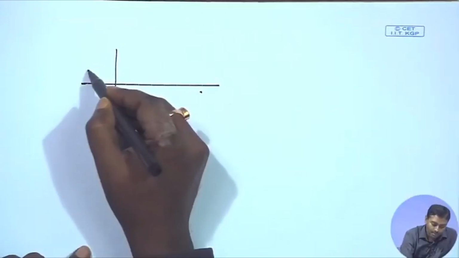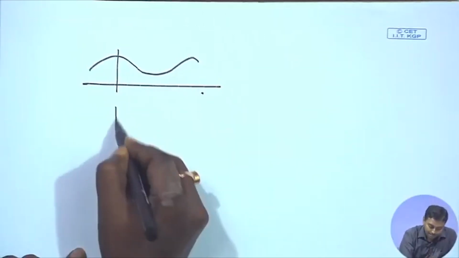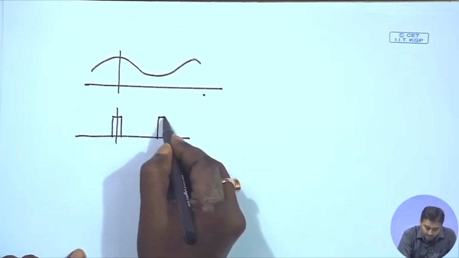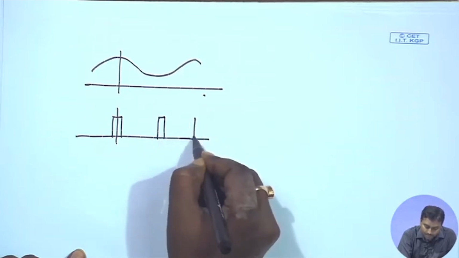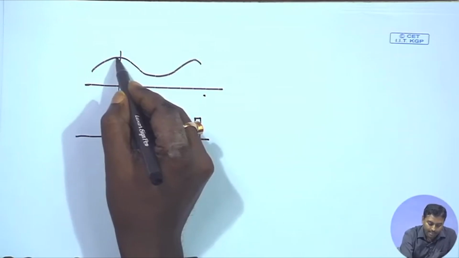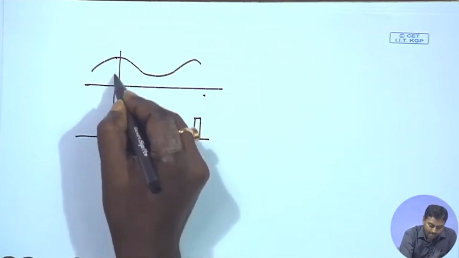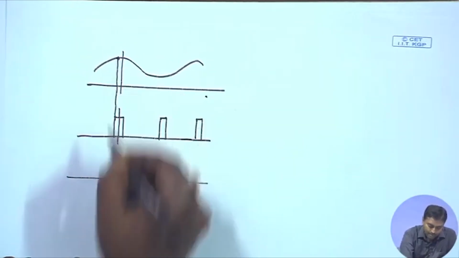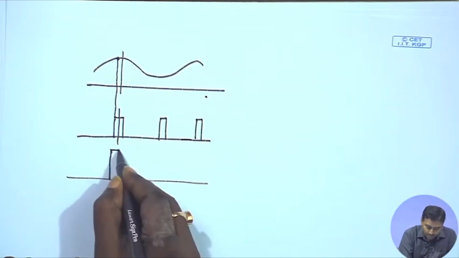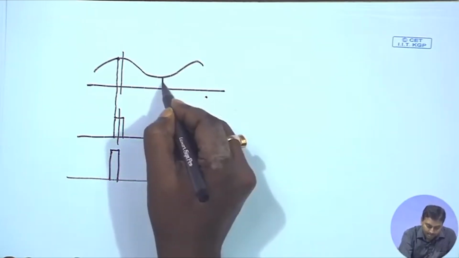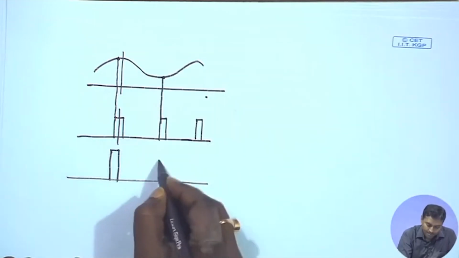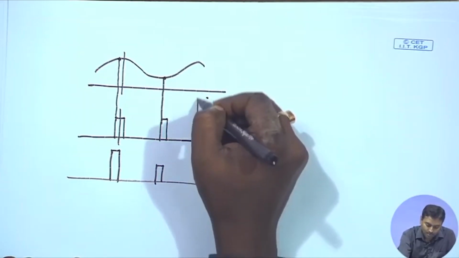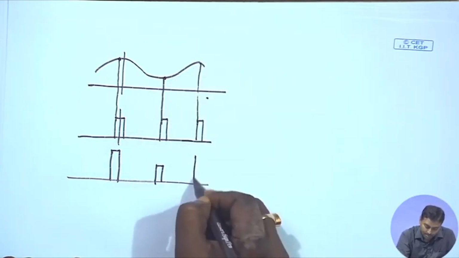So, I have this message signal, I do have pulses which are like this, some finite width pulses, and at every instance, suppose this is that instance, I take the sample value and I represent a pulse with that sample value. So, this is that. Next time I take another sample value and I represent the pulse with that amplitude of that sample value. Next time again I get another pulse.